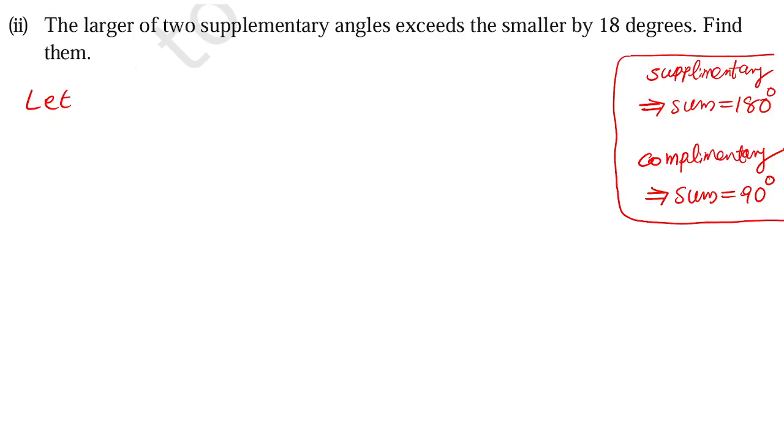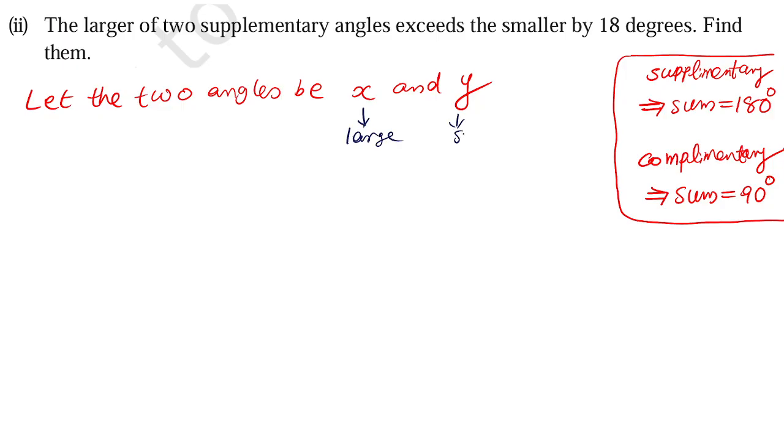Let the two angles be x and y, like the previous question. Let x be the larger one and y the smaller one. You have to assume that one of them is larger and the other one is smaller. Let us imagine the larger of the two supplementary angles.